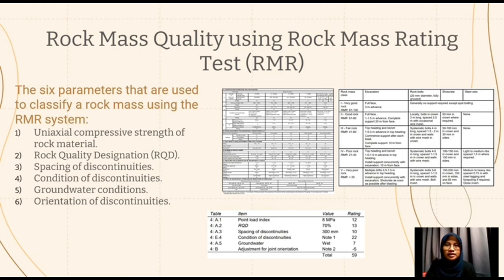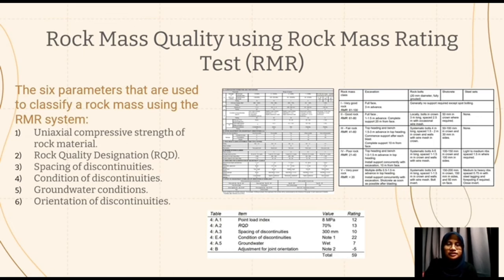The RMR method classifies a rock mass based on the following six factors. First, uniaxial compressive strength of rock material. Second, rock quality designation. Third, spacing of discontinuities. Fourth, condition of discontinuities. Fifth, groundwater condition. And sixth, orientation of discontinuities.